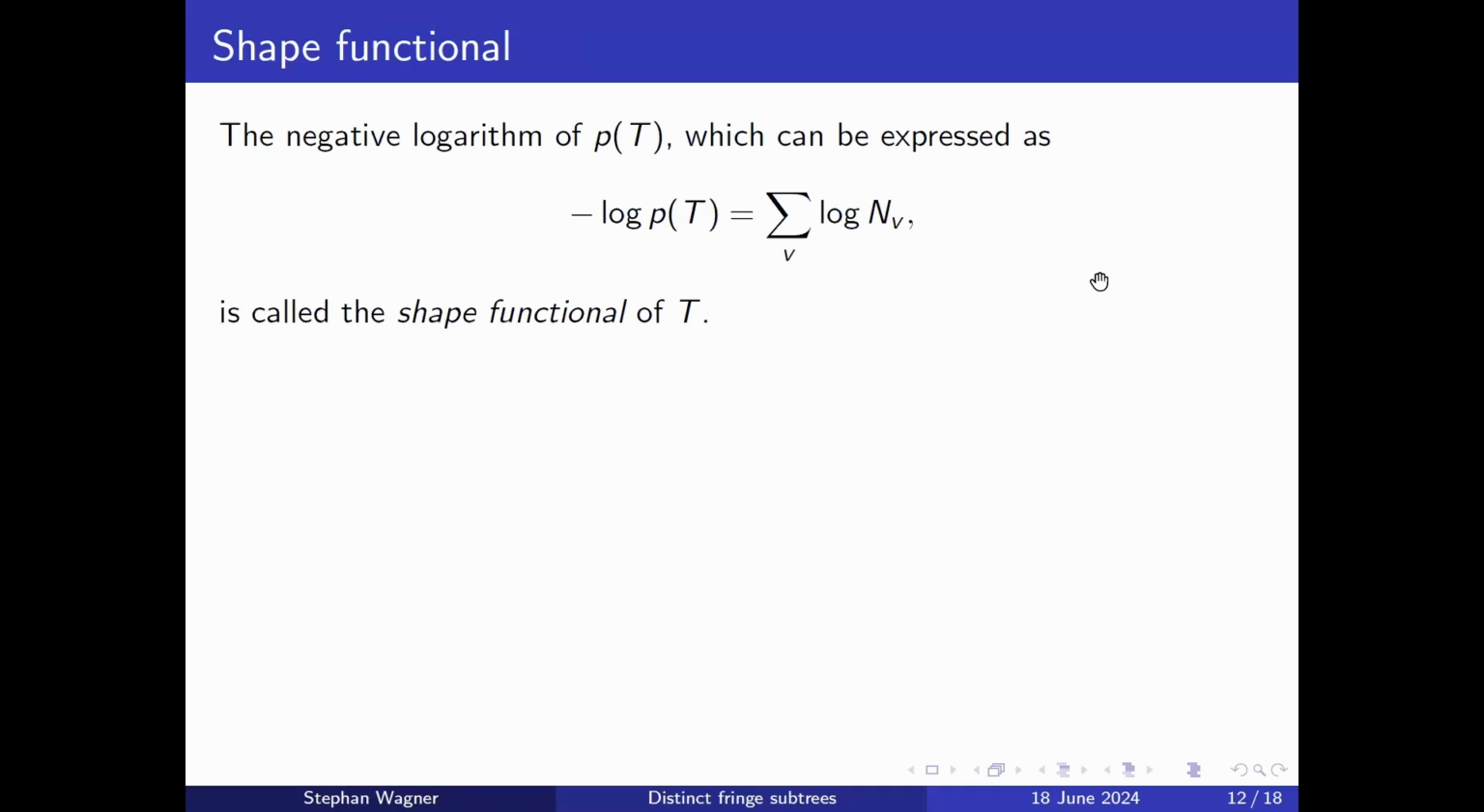And then you take the logarithm of this and get something that's called the shape functional. So negative logarithm, to be more precise. It's the sum of the logarithms of the fringe subtree sizes. And this has been studied.